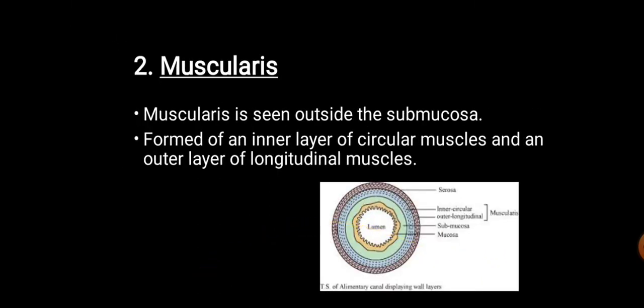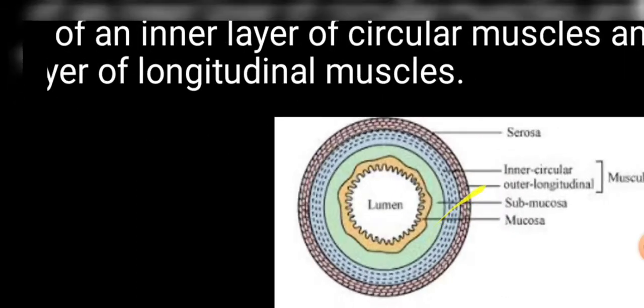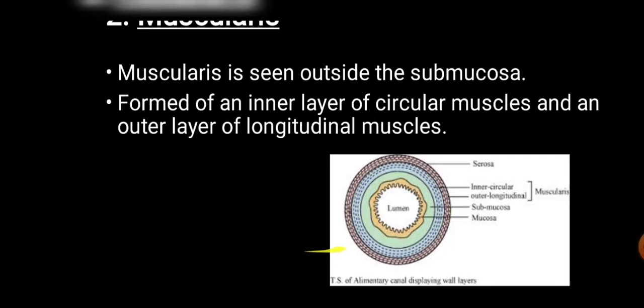The second layer following the serosa is the muscularis. This muscularis tissue is made up of an inner layer of circular muscles and an outer layer of longitudinal muscles. In this picture, the blue ring is the muscularis.